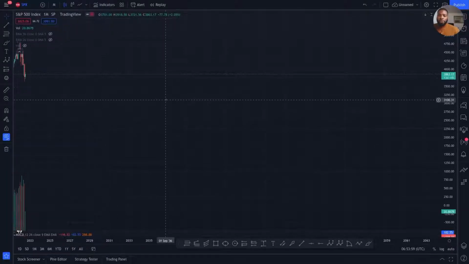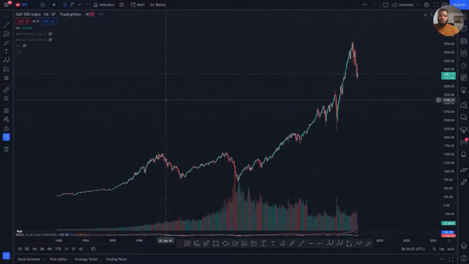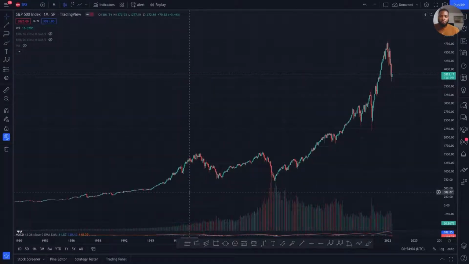Let me give you an example. Look at this market. This is the monthly time frame. You can see there's a pattern down here. And this pattern is what I'll be discussing today. This pattern is what we call the market structure.